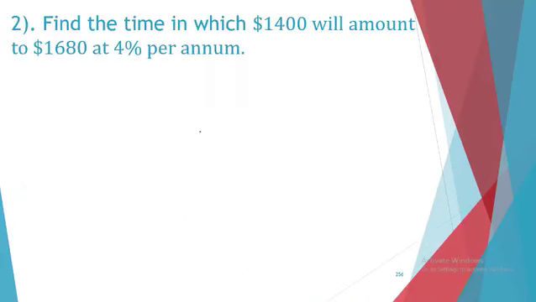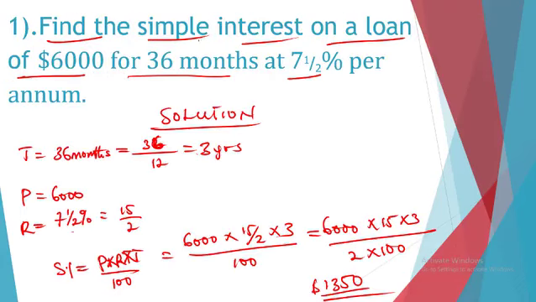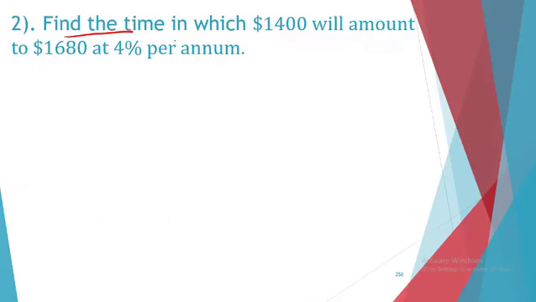Number 2, find the time. Now the first one, we were looking for the simple interest, but now we are looking for the time in which 1,400 US dollars will amount to 1,680 at 4% per annum. Now our simple interest is equal to what?